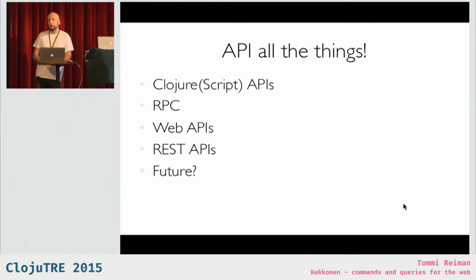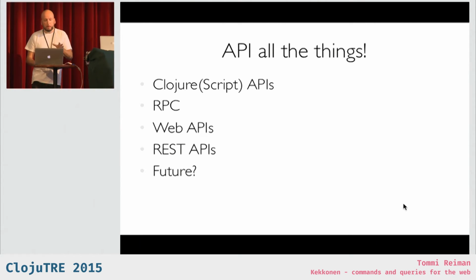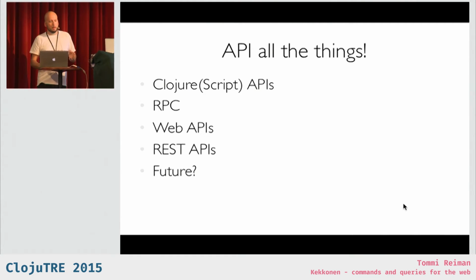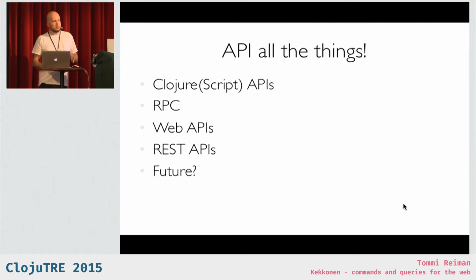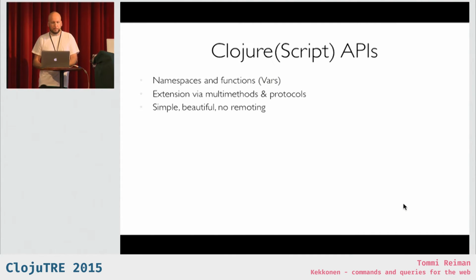So about the APIs. Here are the different layers of APIs we have. First, we have the Clojure or ClojureScript APIs, just like the language itself. But that's not enough, so there are layers on top of that, to make them usable in modern environments where there's usually a browser or some third party. But let's start with the basics.